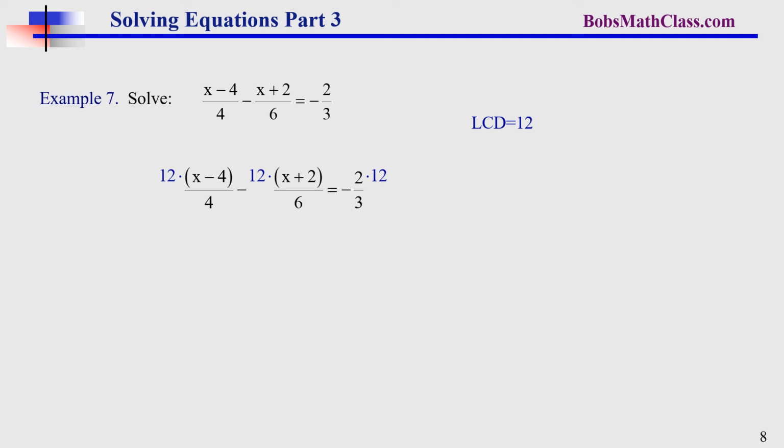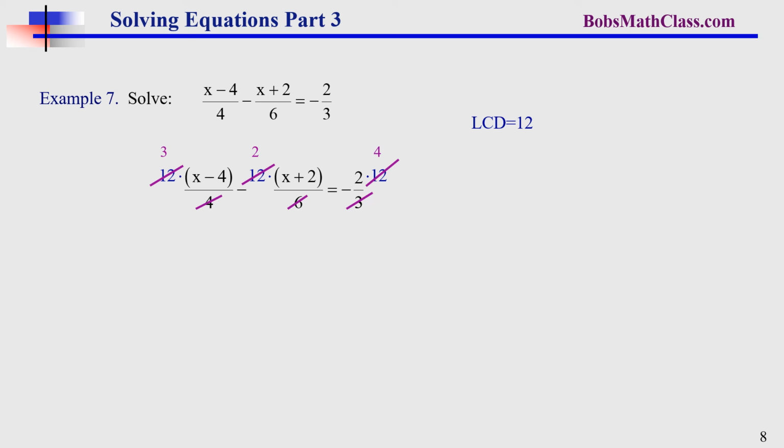All right, so let's cancel the denominators. 4 goes into 12 3 times, 6 goes into 12 twice, and 3 goes into 12 4 times. Now in the first fraction, we're going to distribute a 3. The second fraction, not a 2, but a negative 2. Don't forget that minus sign that's in front. A lot of people will forget that minus sign. Don't let it be you.